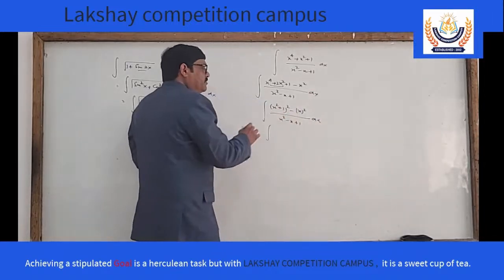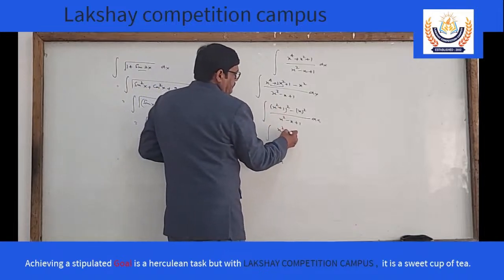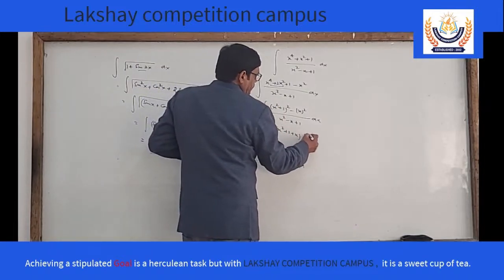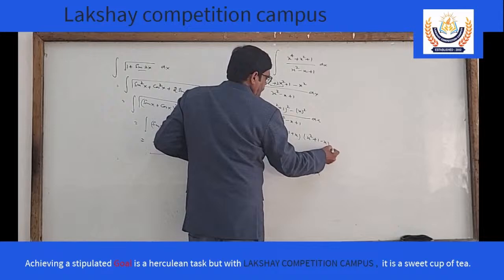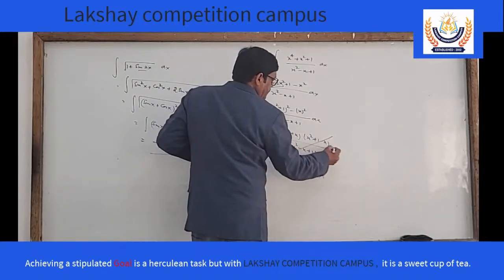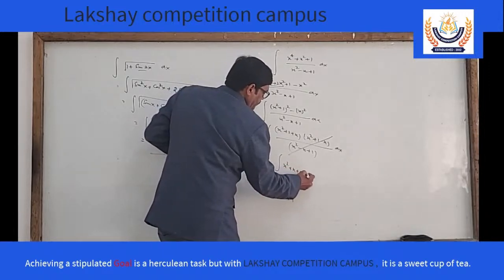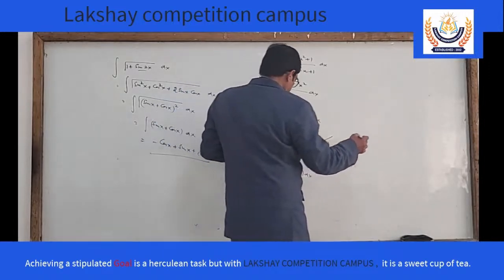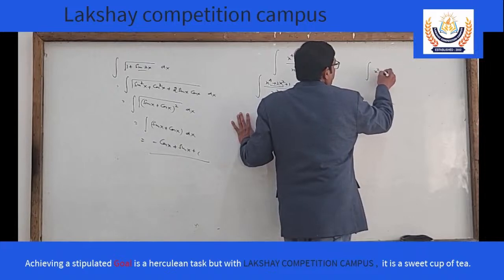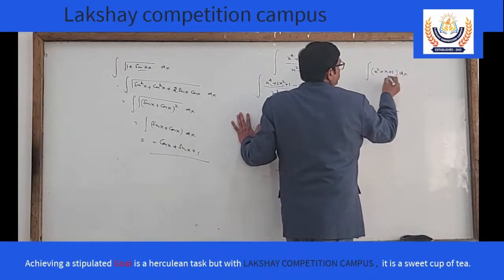a² minus b². You applied here a² minus b²: (a plus b)(a minus b). So this is cancelled, and you find x² plus x plus 1. This is x² plus x plus 1, and now we integrate it.